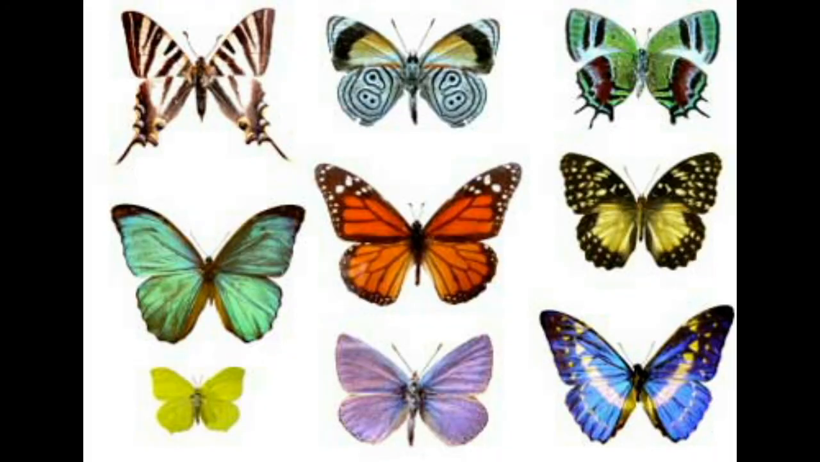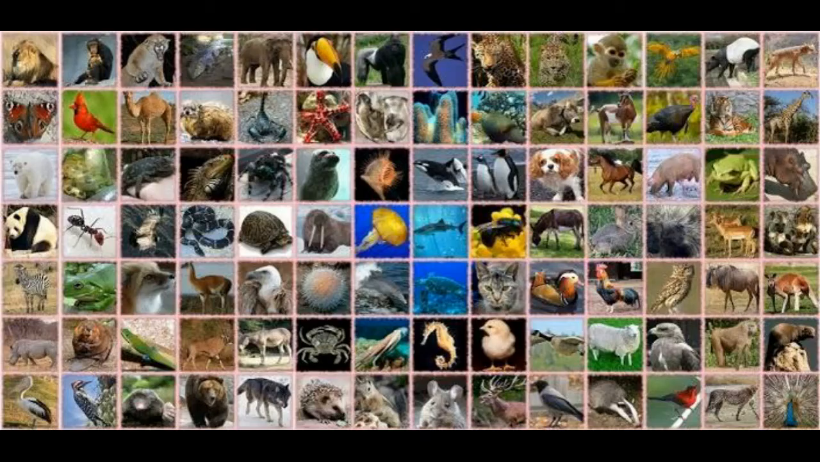This is another example of species diversity. Each one of these butterflies is one species. Another example of species diversity. Each one of these animals is a species on its own.